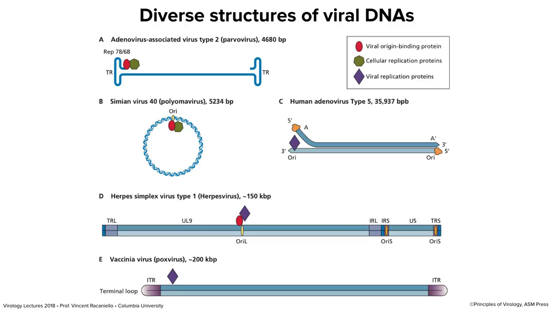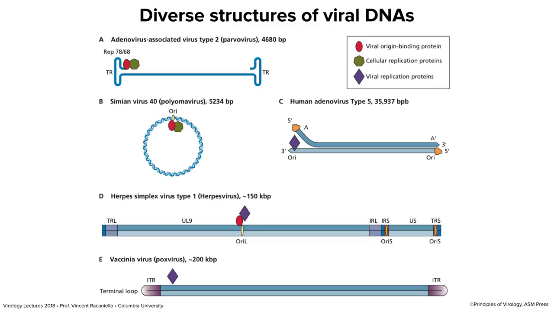Now we have a variety of different DNA structures that have to be replicated, and they're shown here. We're going to go through these and see how they work. We have single-stranded viral DNAs with these interesting TRs. That stands for terminal repeat at each end. We have closed circular double-stranded DNA. And then we have a variety of linear double-stranded DNAs: the adenovirus, herpes simplex, and vaccinia virus DNAs.